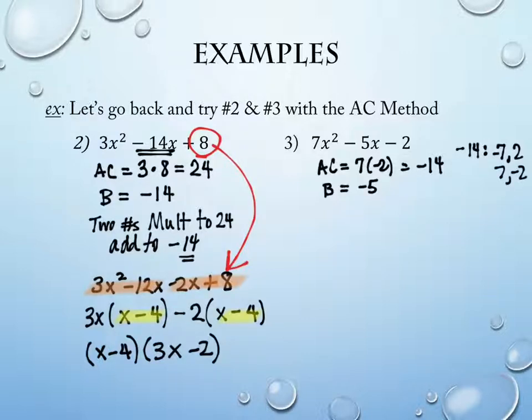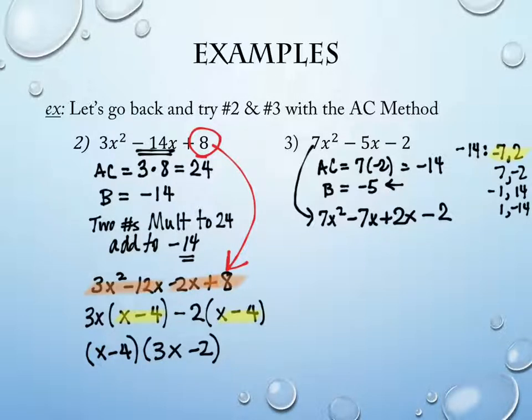What else could I have? Just for the sake of argument, I could have a negative 1 and a 14, or a 1 and a negative 14, right? So which of those pairs will add to negative 5? Yeah, the first one I actually listed, right? The negative 7 and the positive 2. So I'm going to take this expression and rewrite the middle as negative 7x, positive 2x, and then minus 2. Again, if you put it in the other order, it'll still work. You'll still get the same answer.